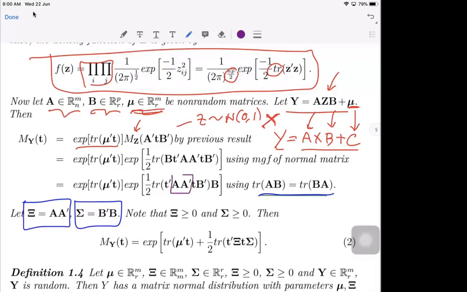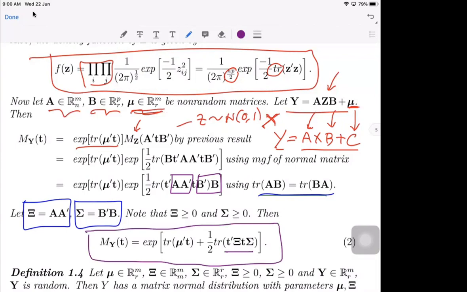Okay, so this is A prime, and this will be sigma B prime B. So what you will have here is a term which is T prime psi T sigma. This is what you will see if our y is, again, when we have a z which is normal, any linear transformation, as long as it is just an addition, the new transformed random variable is still normal, no?